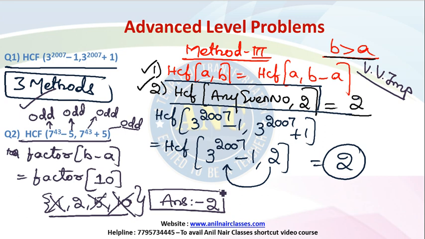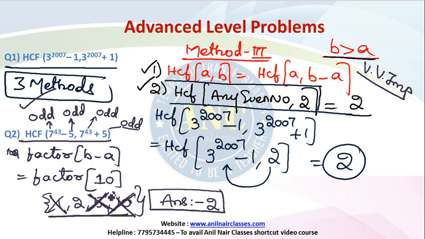If I take the difference, 7 power 43 plus 5 minus 7 power 43 minus 5, it is 10. What are the factors of 10? 1, 2, 5, 10. These are even numbers, and HCF of any two even numbers is an even number. It cannot be an odd number. So 5 is out. If 5 is out, automatically 10 will be out.